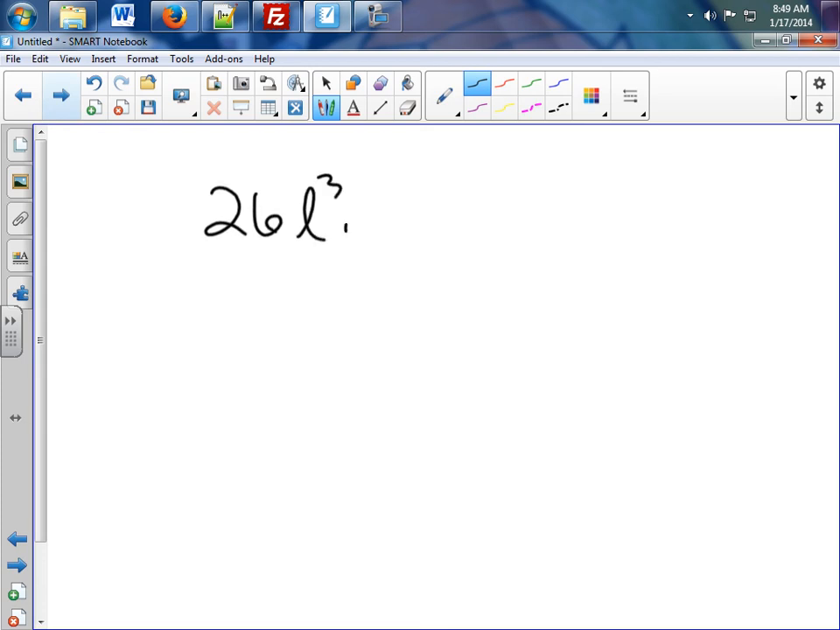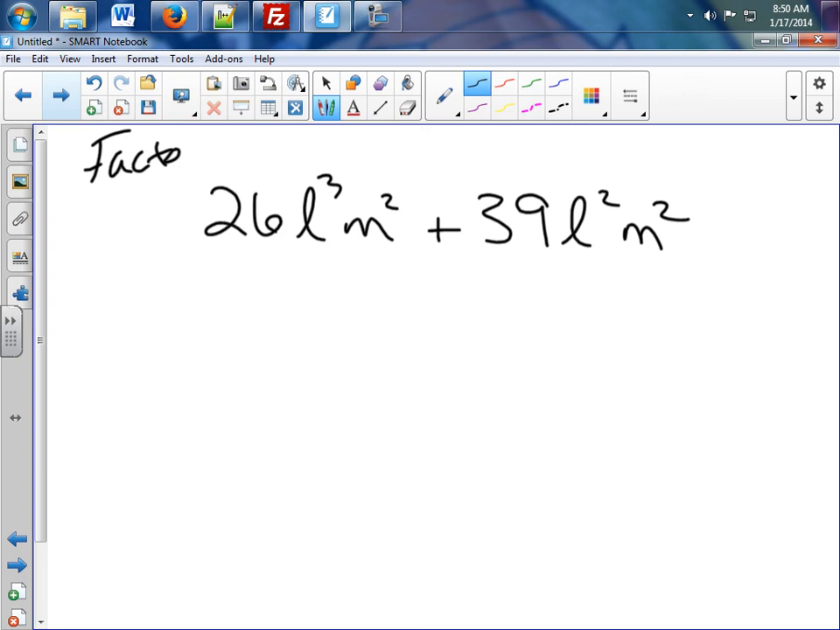26 L to the third, M to the second, plus 39 L squared, M squared. Factor that one. So we look at the numbers first. Nikki, what's the common factor of 26 and 39?